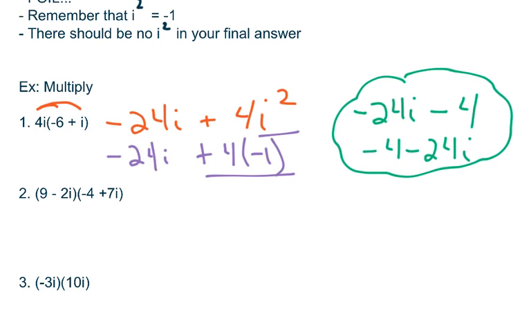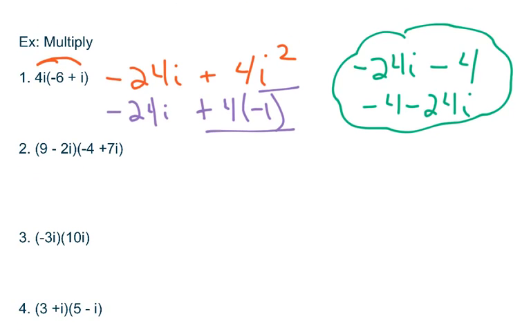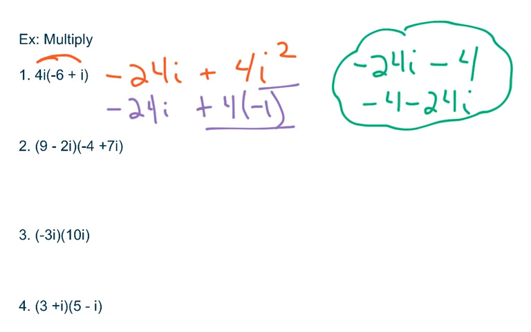Okay? Let's try number 2. 9 minus 2i times negative 4 plus 7i. Okay, we're going to start by foiling. 9 times negative 4 is negative 36. That was the first. The outers, 9 times 7i is, let's see, 9 times 7 is 63. So 63i. And then we'll keep going. Inners, negative 2i times negative 4 is positive 8i. And our last term, negative 2i times 7i, negative times positive is a negative. 2 times 7 is 14. And i times i is i squared.